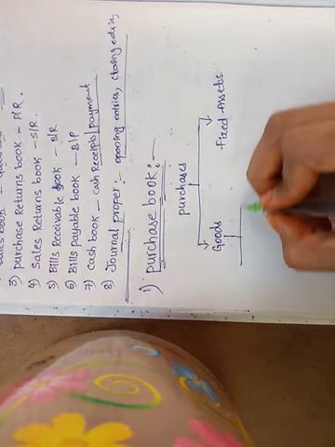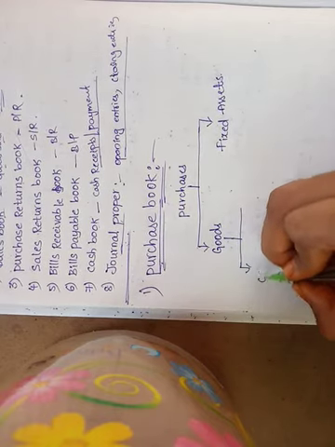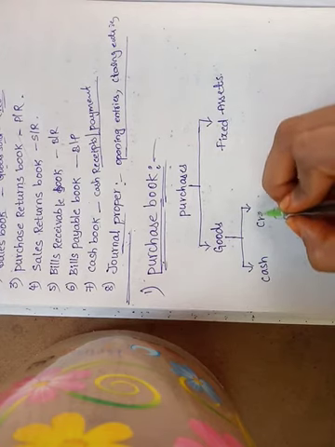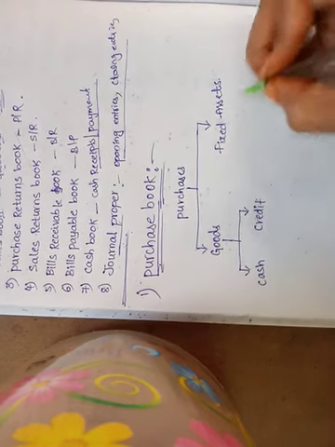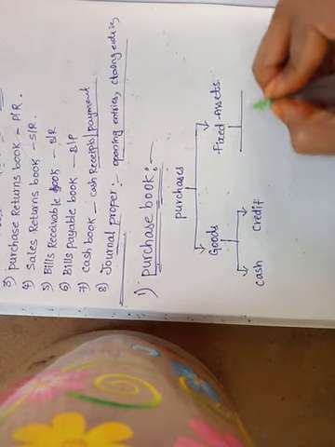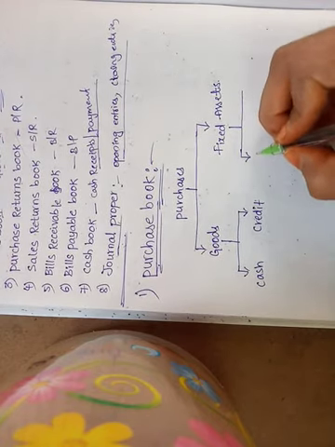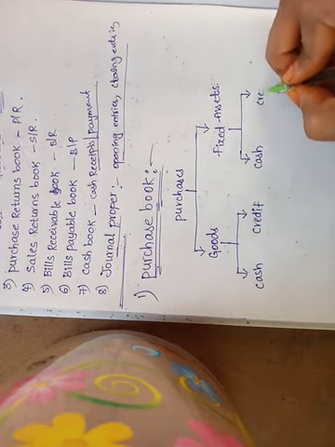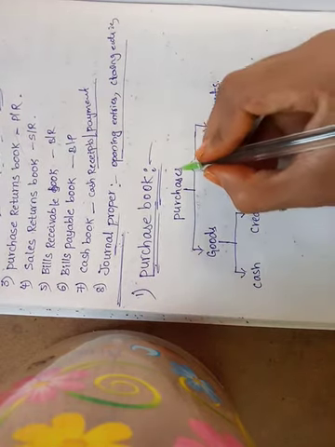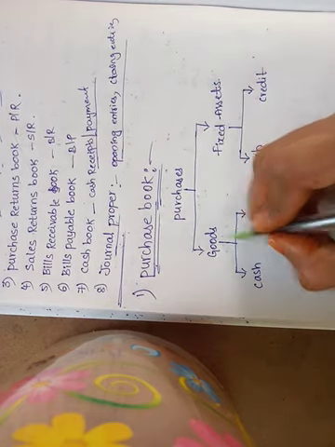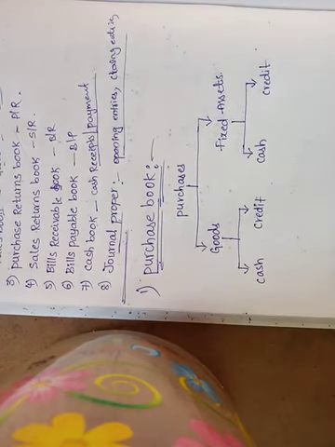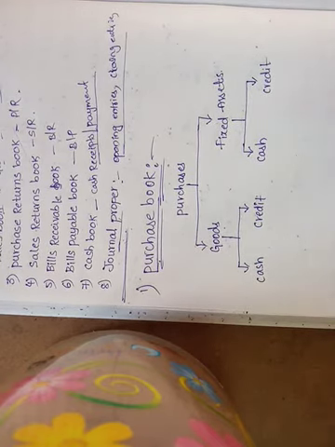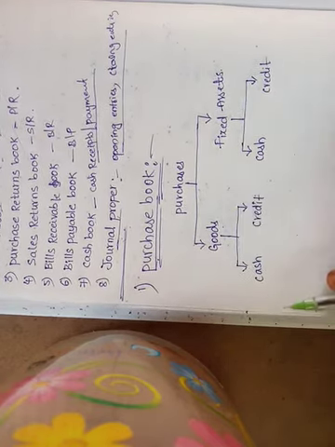These goods will have two kinds of transactions: one is a cash transaction and the second one is a credit transaction. The same applies to fixed assets also: one is a cash transaction and the second one is a credit transaction. So what is the meaning of purchased goods and purchased fixed assets? Are goods and fixed assets the same? No, there are several differences.